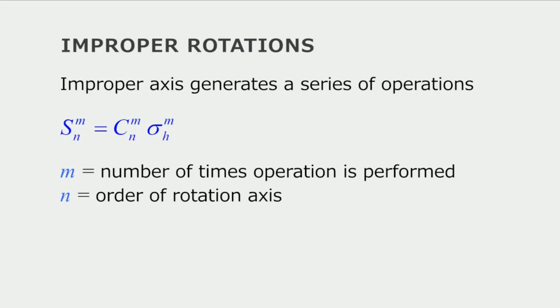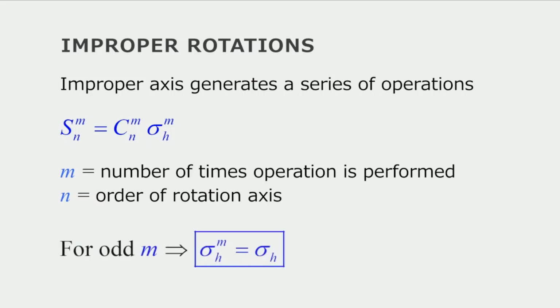Now suppose that m is odd, that is, the superscript m is odd, then sigma h to the power m will be equal to sigma h itself.